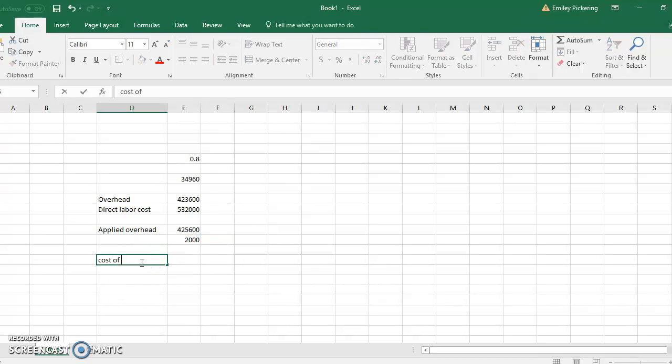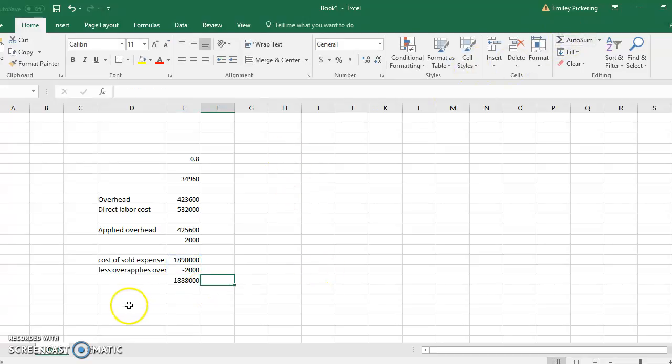So cost of goods sold, which is an expense, was 1,890,000, and we get to actually deduct this over-applied amount. So I'm going to go ahead and subtract that out, less the over-applied overhead. So our new cost of goods sold is 1,888,000.